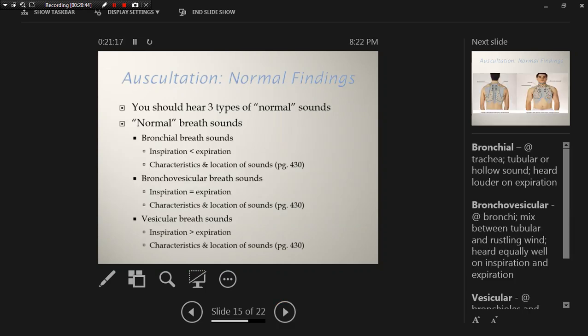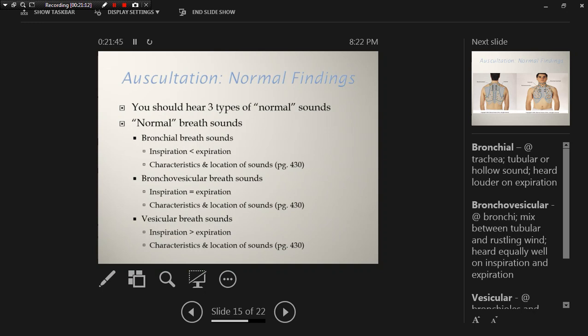All right, so what are normal lung sounds? This is one of the most important skills that you can acquire this semester. You've got 3 types of normal sounds. First, the bronchial breath sounds. That's going to be over the tracheal area, okay? It's an easy sound to hear because it's going to sound just like a tube, hollow. It's going to be greater on expiration than inspiration.